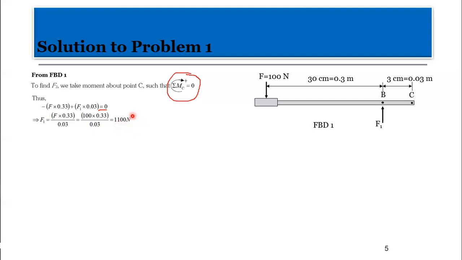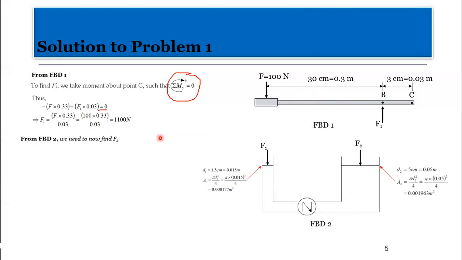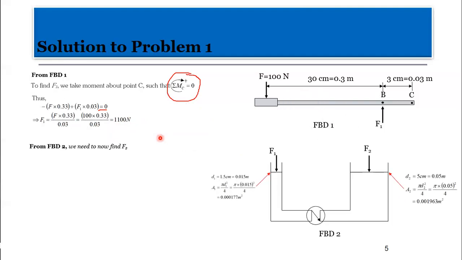That gives us the value of F1. But remember, that's not the value we are looking for. We are actually looking for the load that the jack can support, which is F2. So now, having obtained that, we can use it to obtain F2. Now let's consider free body diagram 2. We know F1 is now here, okay? Remember, F1 has the same value on the surface.